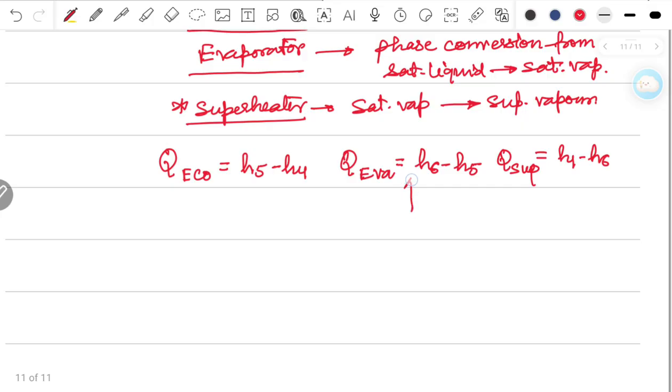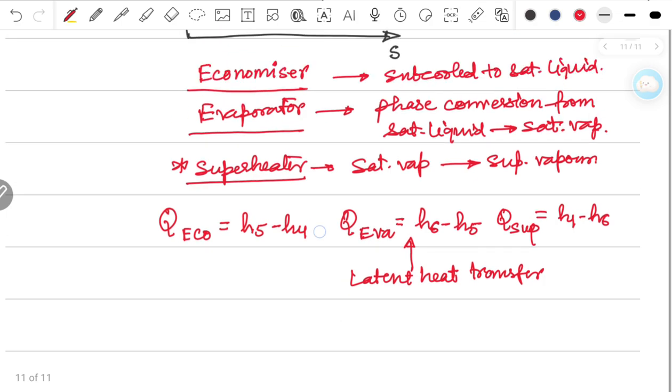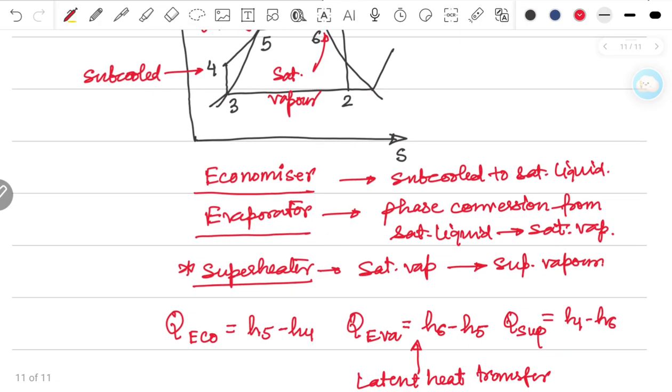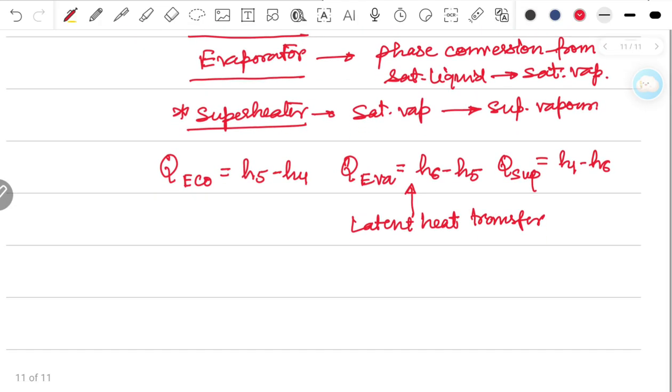This evaporator heat transfer is also called latent heat transfer. So the heat transfer in the evaporator is nothing but latent heat, meaning the amount of energy transferred during the phase change of a substance, that is from 5 to 6, where the pressure as well as temperature doesn't change. Now this latent heat portion is very sensitive to pressure.